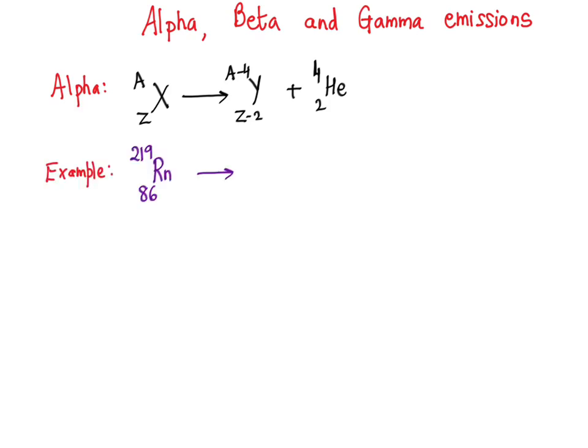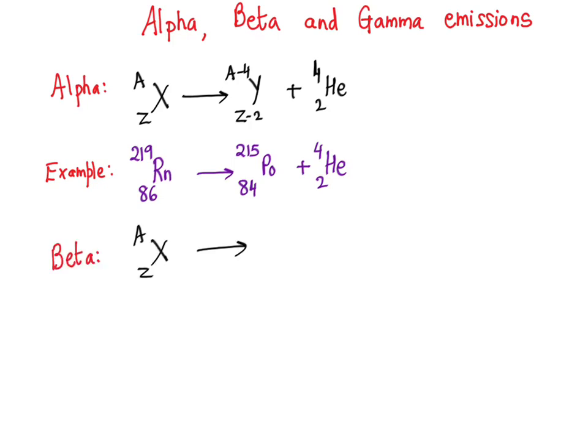For example, if we have radon 219 with atomic number 86, if it releases the alpha particle, so that is He-4 with atomic number 2, the atomic number will become 86 minus 2, which is 84. The mass number will become 215. And then according to the periodic table, we can find 84 is polonium.